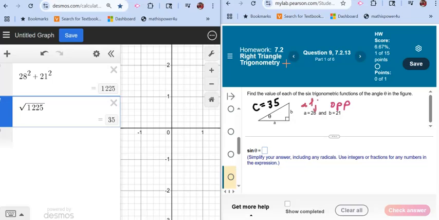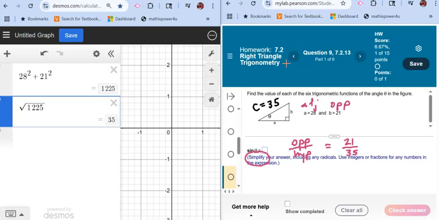And then C is the hypotenuse. So sine is defined to be the opposite over the hypotenuse. So in this case, the opposite side is B, so that's 21, over the C, the 35. So there is the value of sine, but notice what it says here, simplify your answer.